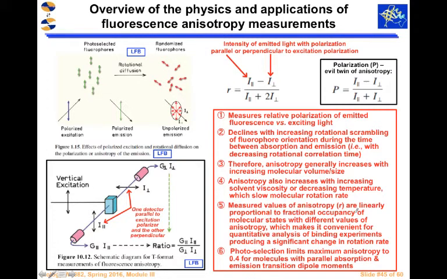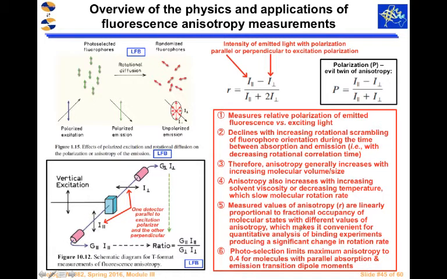The measured values of anisotropy are linearly proportional to fractional occupancy of molecular states with different values of anisotropy, which makes it convenient for quantitative analysis of binding experiments producing a significant change in rotation. Right? So if you have, as we saw in some of the papers that we reviewed in the discussion sections, if you have, let's say, a smaller molecular species, for instance, a nucleotide that is fluorescent, and small species rotates rapidly, will have low anisotropy. If it binds to something large, that will then rotate more slowly. It will have higher anisotropy.